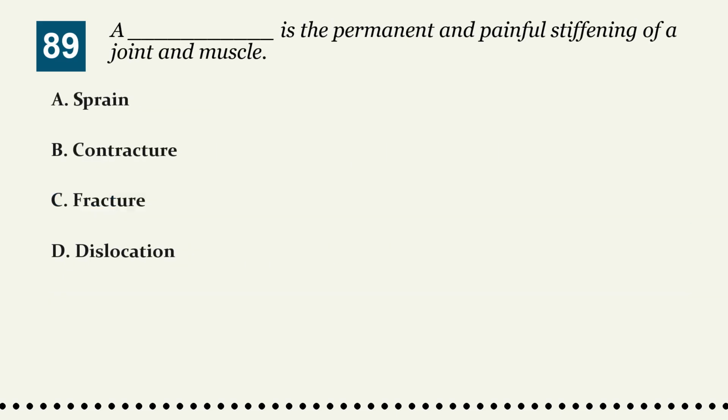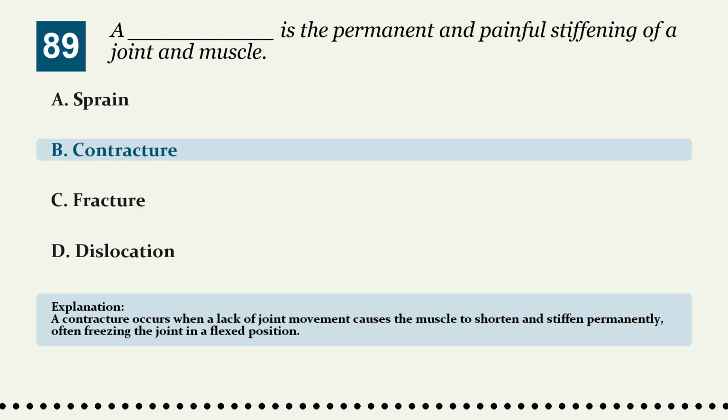Question 89. A blank is the permanent and painful stiffening of a joint and muscle. Option A, sprain. Option B, contracture. Option C, fracture. Option D, dislocation. The correct answer is option B, contracture. A contracture occurs when a lack of joint movement causes the muscle to shorten and stiffen permanently, often freezing the joint in a flexed position.